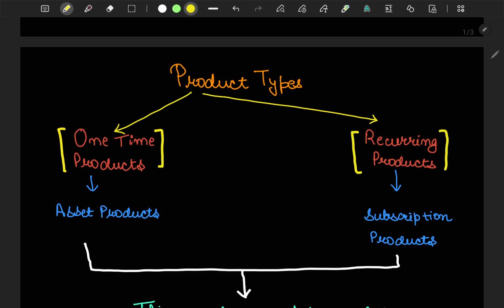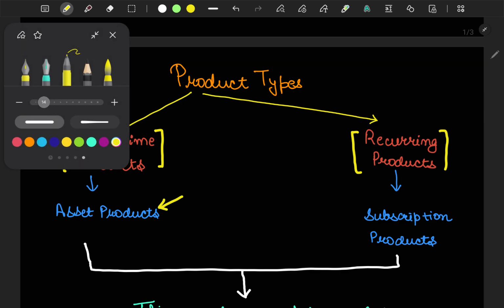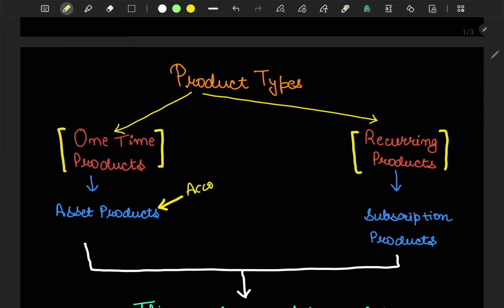When we say that we are selling them as one time, they are referred to as asset-based products in Salesforce, and these assets will lie on the account of the opportunity that we are using. And these recurring products we call subscription-based products. So these are your subscriptions.